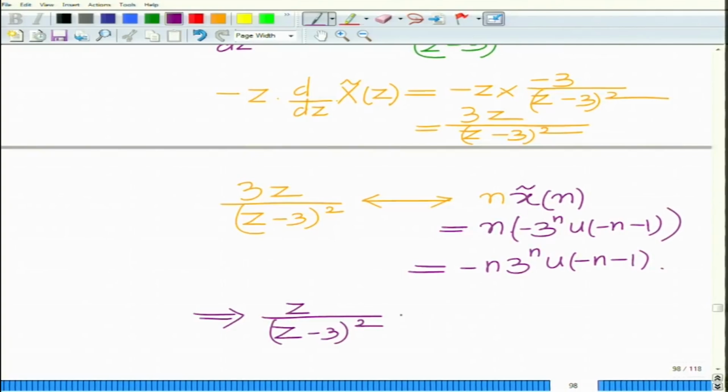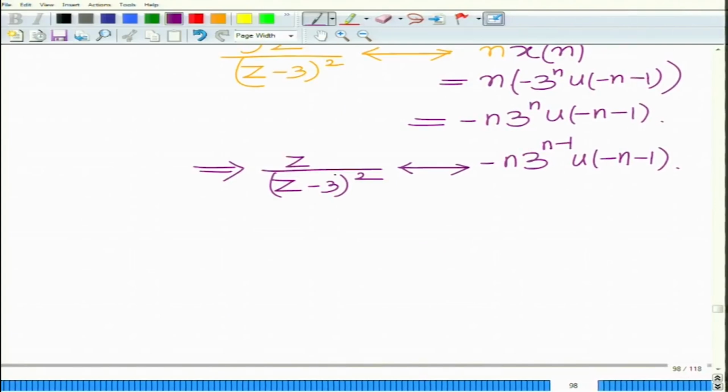3 whole square will therefore have the inverse z transform minus n 3 raised to n minus 1 u of minus n minus 1, bringing the 3 onto the right side and dividing it. So, that is the inverse z transform of z over z minus 3 square, that is minus n 3 raised to n minus 1 u of minus n minus 1, corresponding to, of course, the ROC 2 less than magnitude z less than 3.